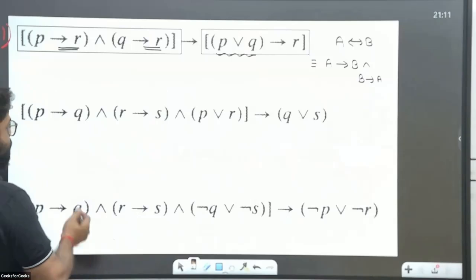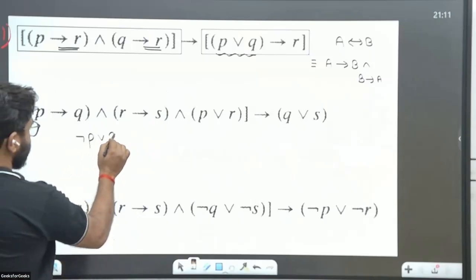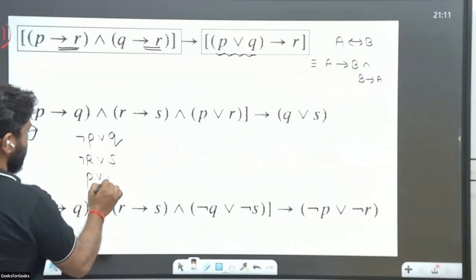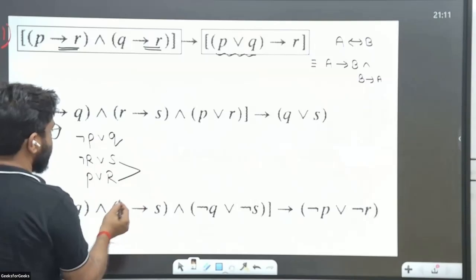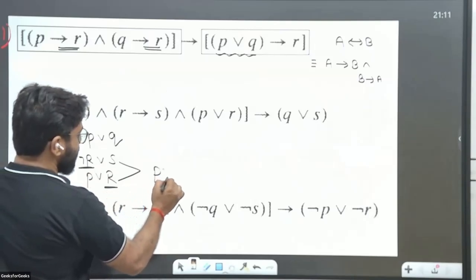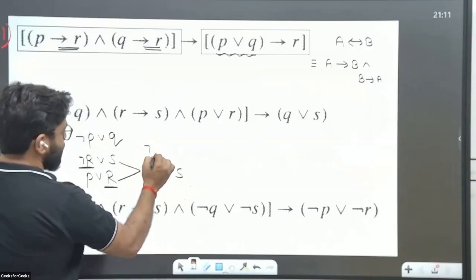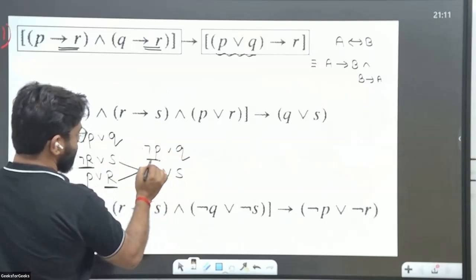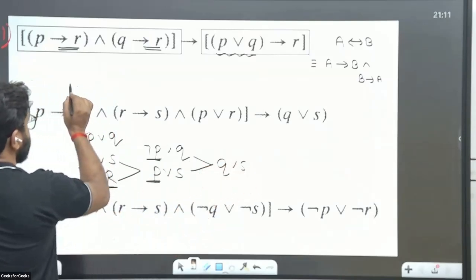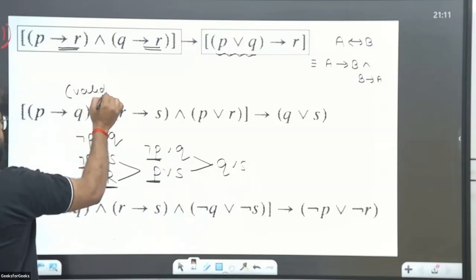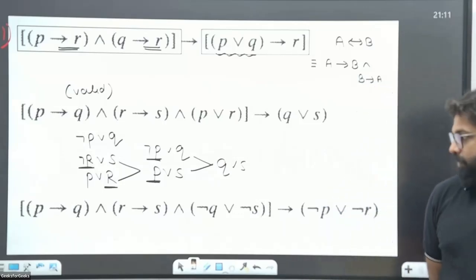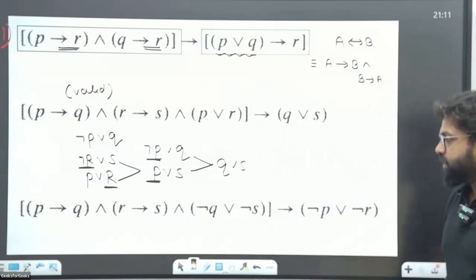You can use the resolution rule: negation of P or Q, negation of R or S, and then P or R. If you combine these two by resolution, one is positive, one is negative, what will you get? You will get P or S. Next, P or Q, one is positive, one is negative. Again, you will get Q or S. So the second one is valid. Easy? Yes or no? Yes, sir. Okay. What about this?